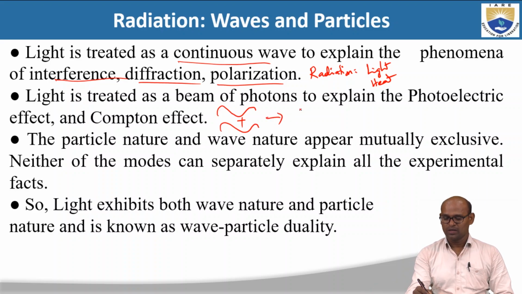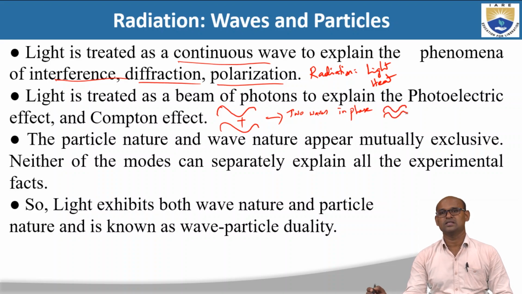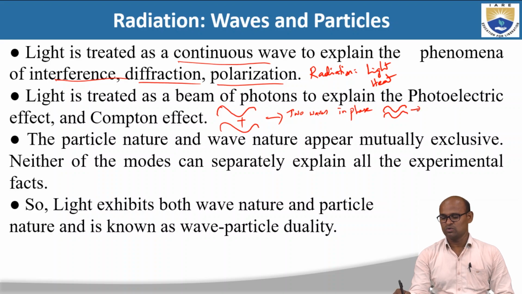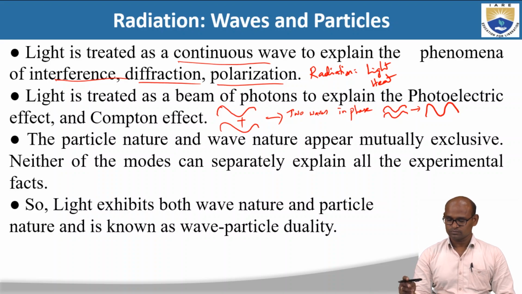That means if two waves are in the same phase, so wave 1 is like this and wave 2 is also exactly in the same phase, then they will undergo constructive interference, and the amplitude will increase and the intensity will also increase.